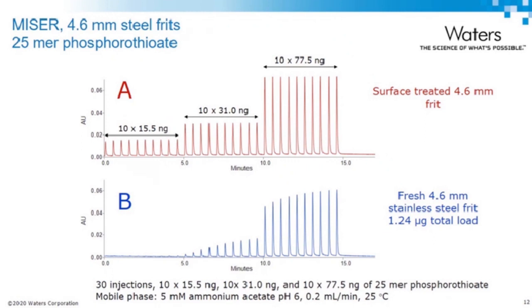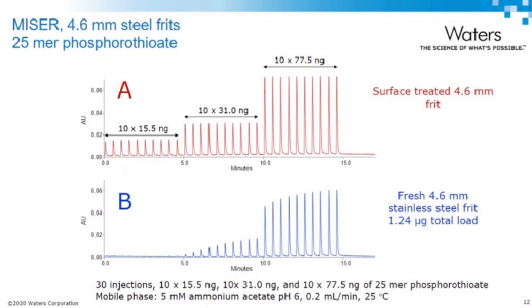Here I show a MISER experiment with the bigger frit, 4.6 millimeter frit. The red chromatogram, again, shows repetitive injections, this time 10 injections at a low mass load, double the mass load for the next 10 injections, and the last 10 injections with a larger mass load. You can see that my recovery is 100% for each of those injections. This is the frit that we treated with an agent. I will not mention just yet what the agent is. Nevertheless, the recovery was nearly 100% from the first injection.